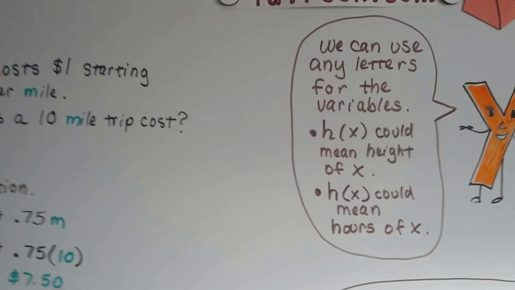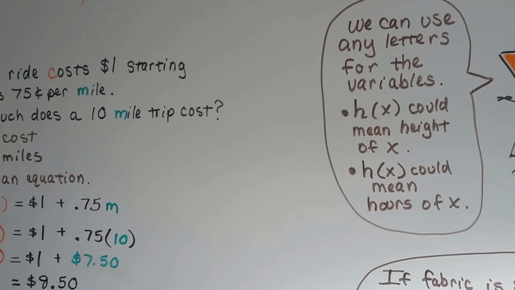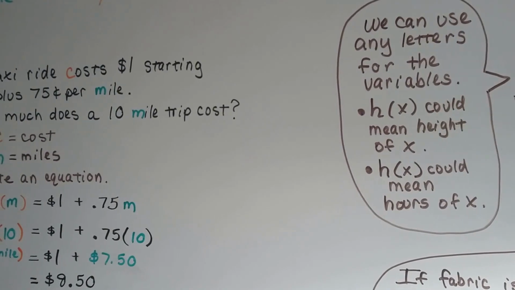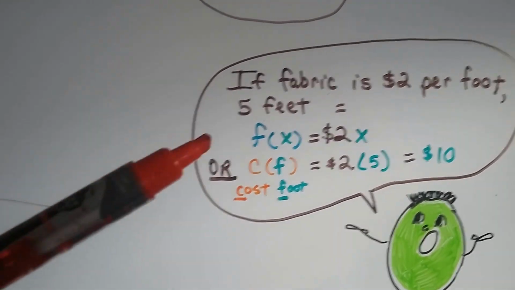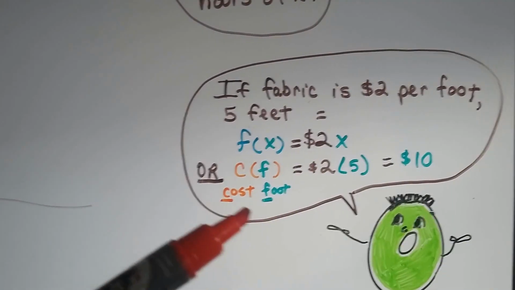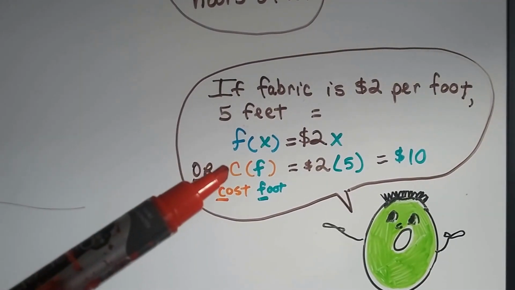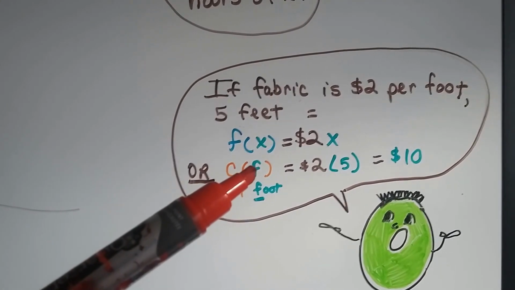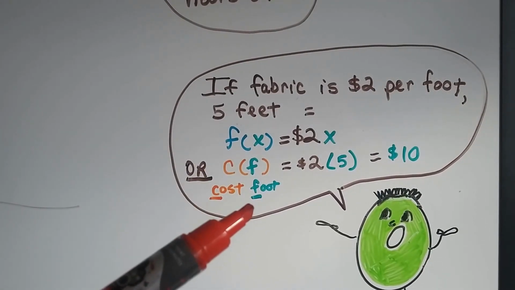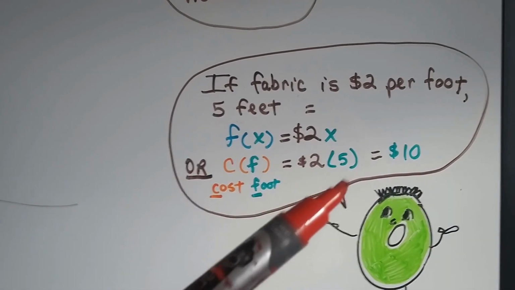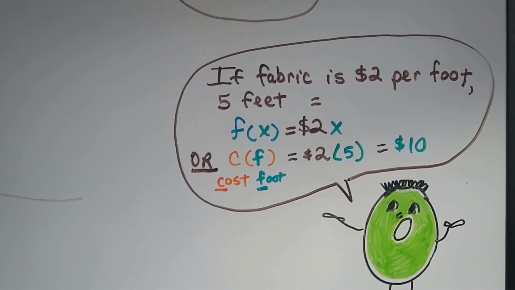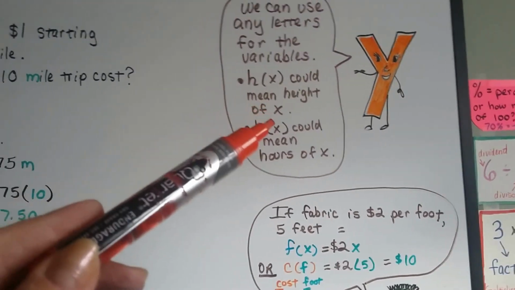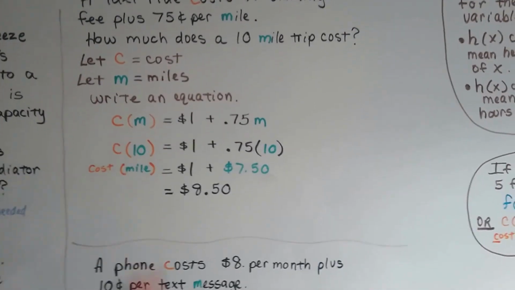So we can use any letters for the variables. H of x could mean the height of x, or hours of x. If we have fabric that's $2 per foot and we're getting 5 feet, f of x is $2 times x. We could also say C of f, the cost of the fabric and the feet. That would be $2 times the 5 feet, which would be $10. That would be the C of f, or the f of x. Same thing. So it doesn't matter what variables we use as long as they are written in function notation.